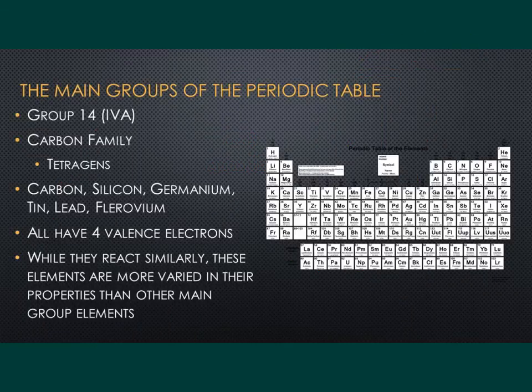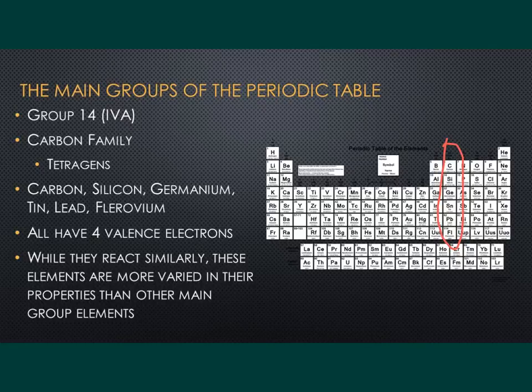Jumping over one family to the right, we've got the carbon family. This is group, what are we on? 4A or 14 for you guys. These guys are also called the tetragens. Why tetra? 4 tetras. Because they have 4 valence electrons. They are carbon, silicon, germanium, tin, lead, and flerovium.